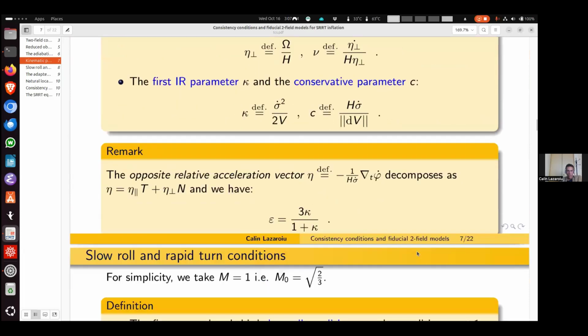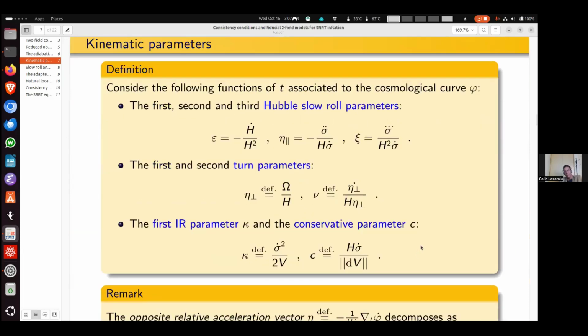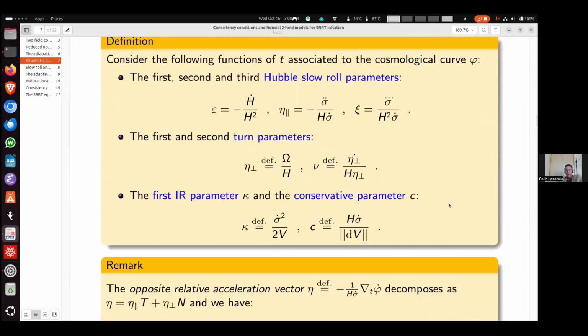go through two more slides because this is very easy. This is just our definitions. And then it's okay? Yes, it's okay. Yeah, let me just define these parameters, which are very classical in multi-field cosmology. They are called kinematic parameters. They are real valued functions of t, which are associated to a given cosmological curve.